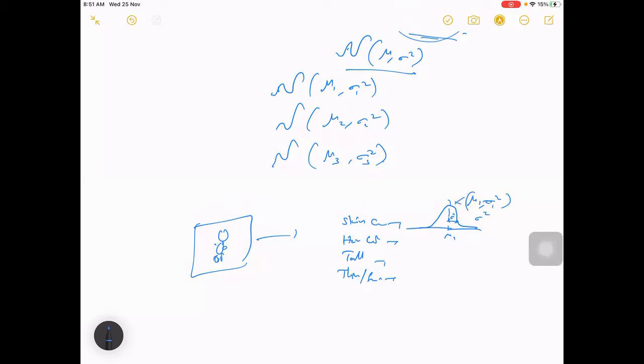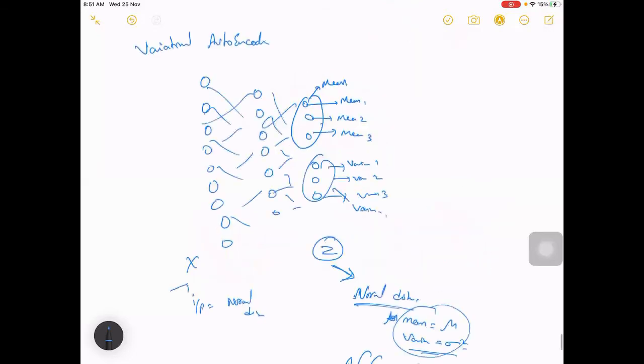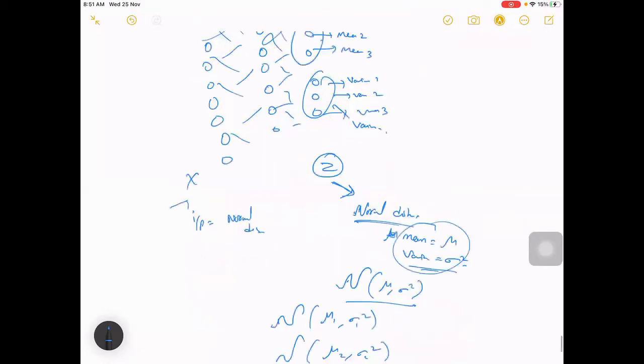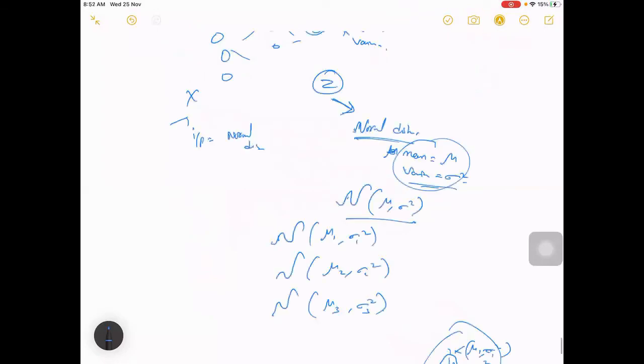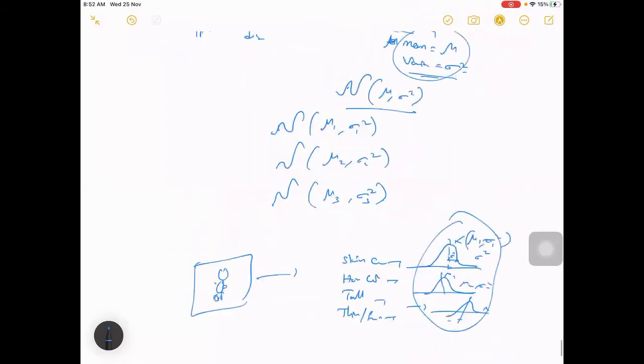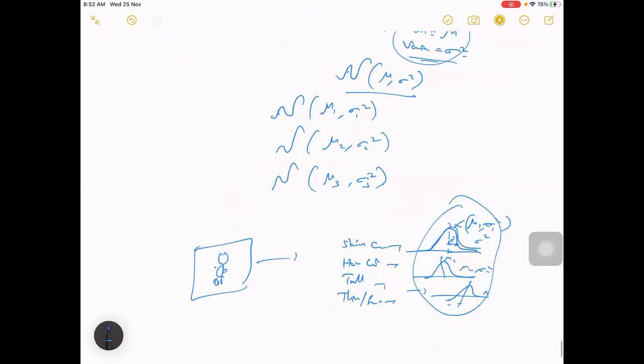Similarly for the second feature, you'll get mu2 sigma 2 square, and the third as well, fourth as well, like that. For whatever features you have, you'll get a distribution instead of a single value. That is what this variational autoencoder will learn. Once this is learned, here we have mean and standard deviation, right? From these values, we take a sample, because we need to do reconstruction anyway.